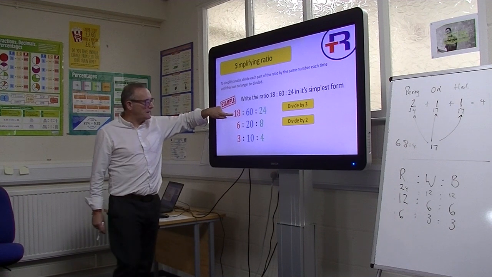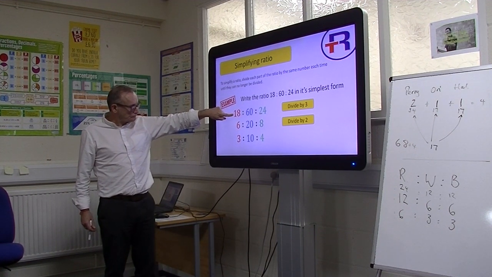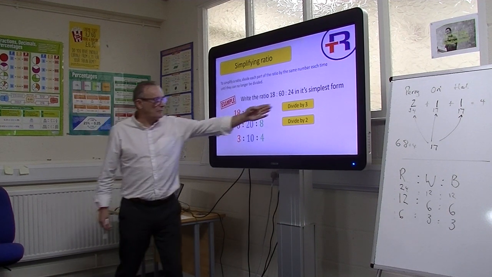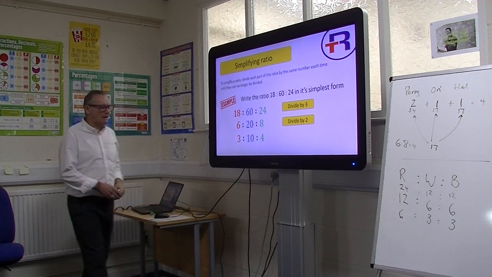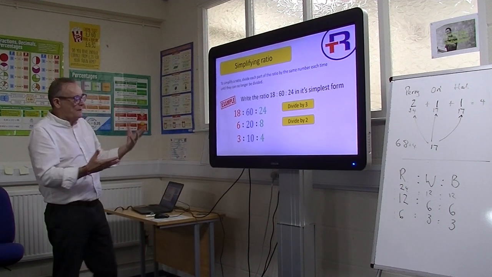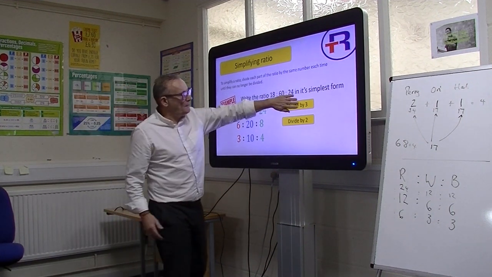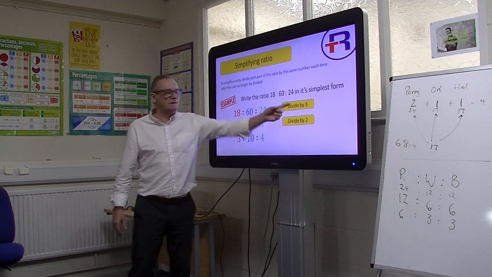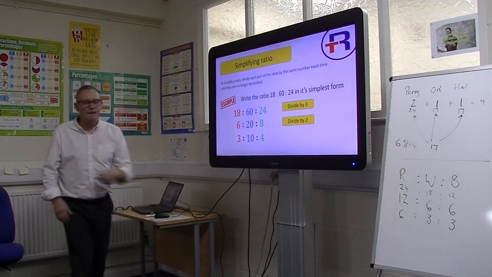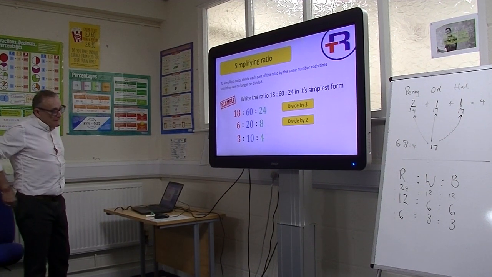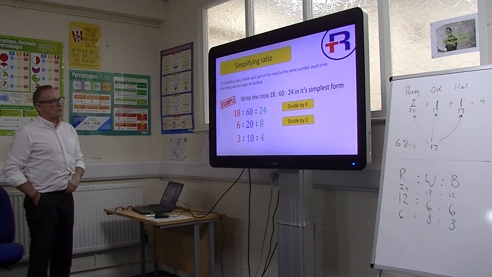We could have done that by 6 straight away, which would have given us this. We did it by 3 and then we did it by 2. We did it that way so I can just show you that it works. It's like fractions. You can simplify it by one number, then once you're smaller, you can simplify it by a different number. You don't have to use the same number all the way through. So 3 to 10 to 4 is the smallest ratio.